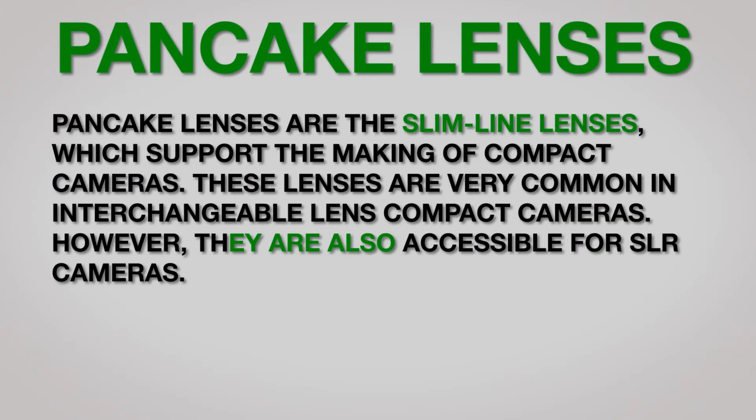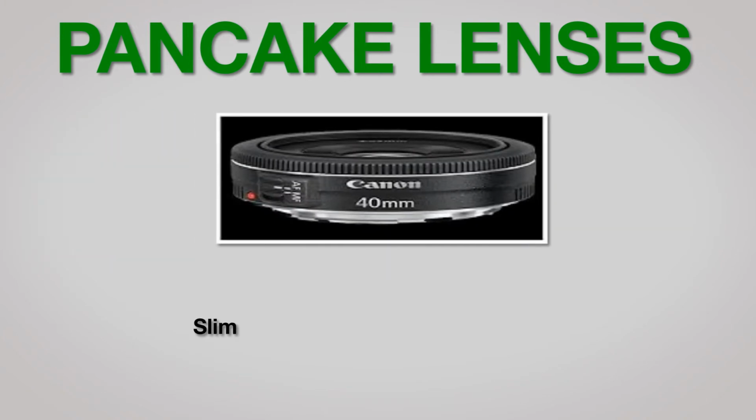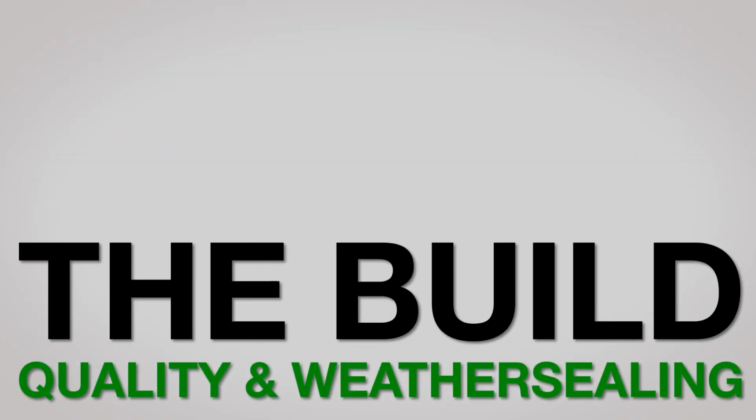Pancake lenses. Pancake lenses are slim lenses, which support the making of compact cameras. These lenses are very common in interchangeable lens compact cameras. However, they are also available for SLR cameras. A slim pancake lens from Canon.